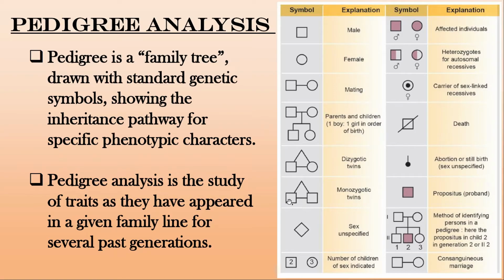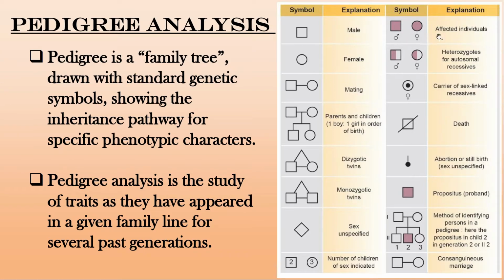with the same zygote, two daughters or sons are produced, twins are produced. Then here sex unspecified, and here the number of children and the sex. The square determines the male and the circle determines the female.